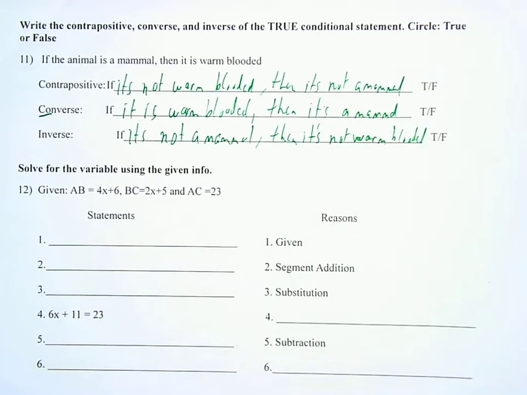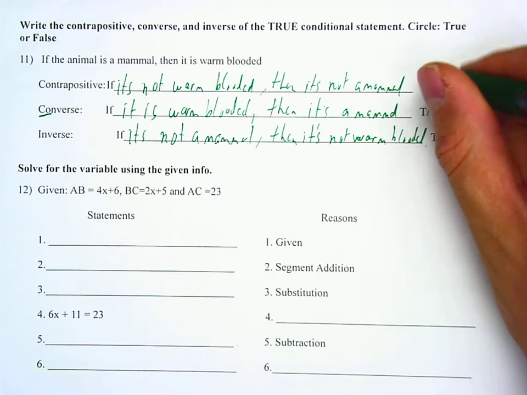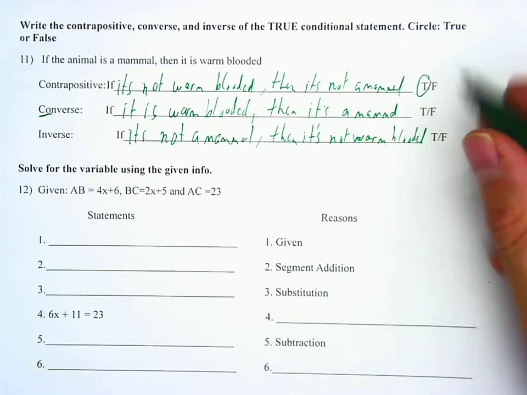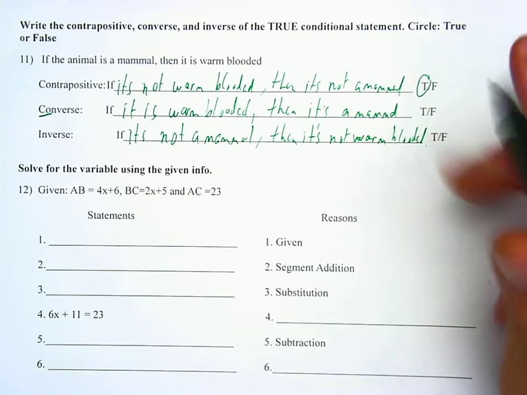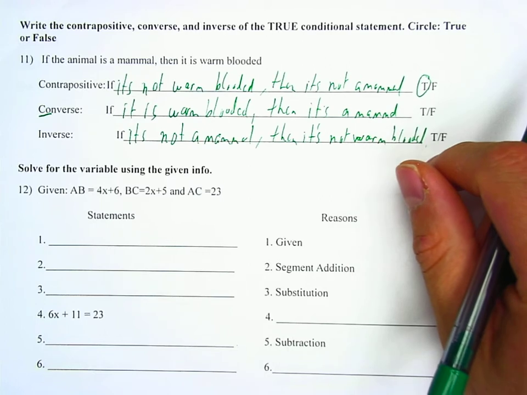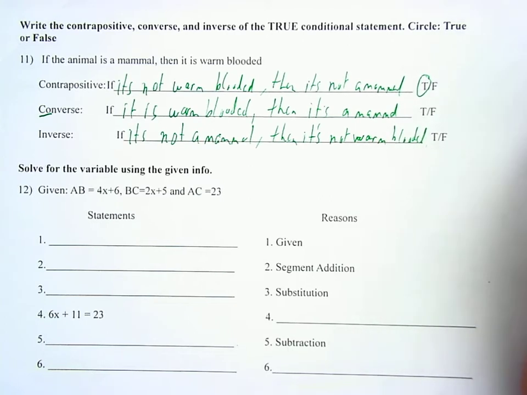All right, so if the original statement was true, then the contrapositive has to be true as well, because those have the same truth value, the original statement and the contrapositive. However, the converse and inverse here, we could say that these are false because some things are warm-blooded and not mammals. For example, birds.